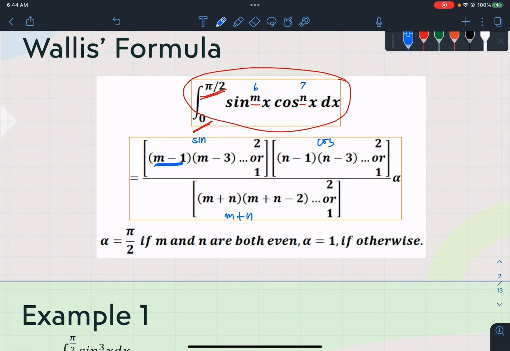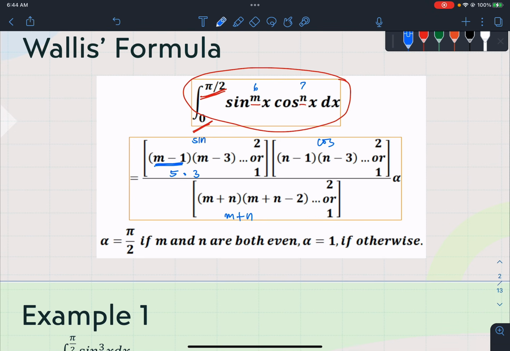So therefore, 6 minus 1, that is 5. Then multiply it with m minus 3. So m minus 3, that will be 6 minus 3, that is 3. And then the series will be m minus 1, m minus 3, m minus 5, m minus 7. It will be added. Okay. So in short, there's just actually a difference of 2.